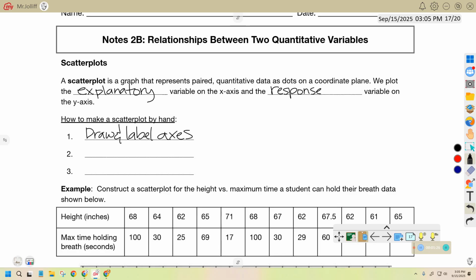For our bell ringer, we draw an x and y axis. We label it weight in tons and miles per gallon.